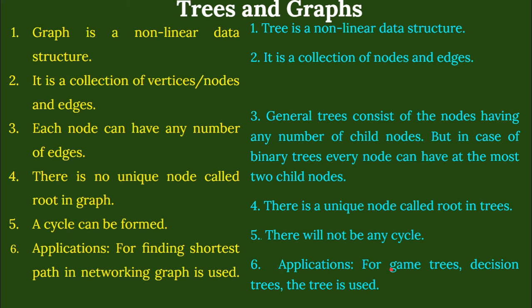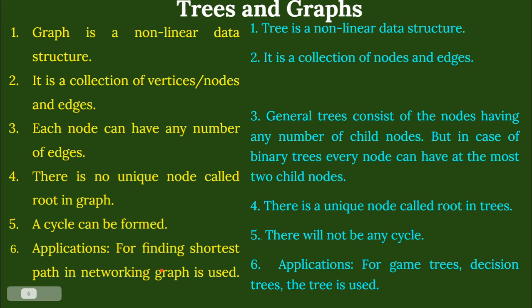So for any process we need some decisions. These decisions can be made as a tree, because when you have multiple levels of decisions, it is easy to follow all the decisions carefully when you form a decision tree. So for such cases we are using trees as an application, called decision trees. In the case of graph, we have an application called the shortest path network.